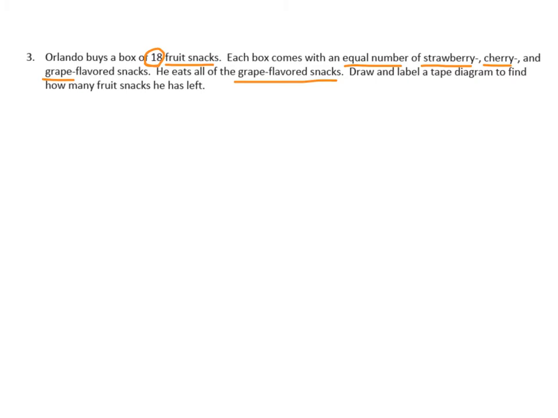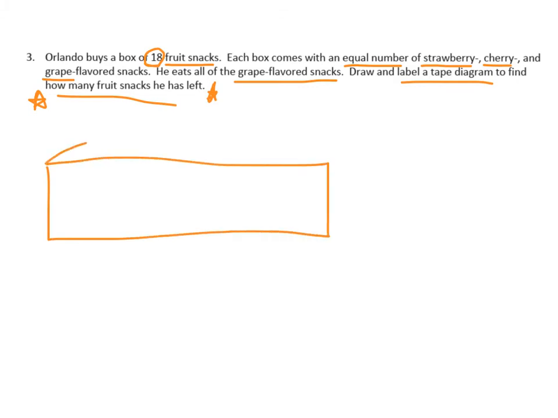Draw and label a tape diagram to find how many fruit snacks he has left. So what I'm going to do is start with the first sentence. It says he buys a box of 18 fruit snacks. So I'm going to draw my tape diagram and write that the total is 18.